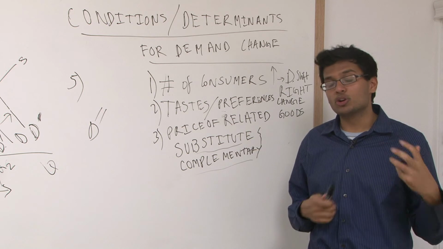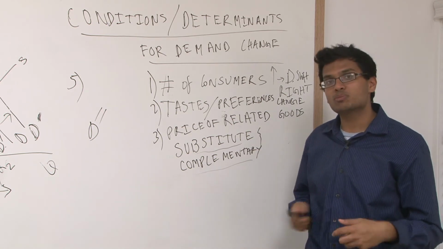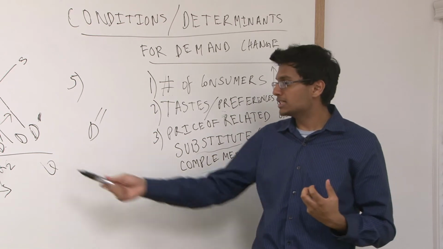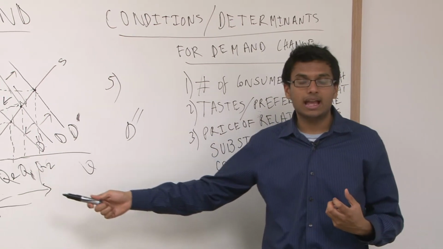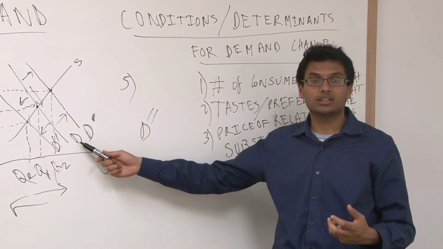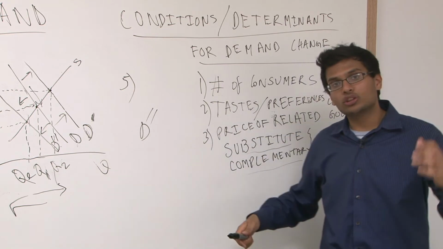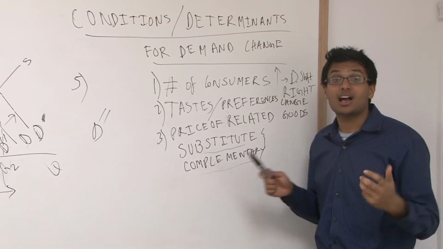For complementary goods, it's a more direct relationship. What's going to happen is, if the price of a complementary good is more expensive, the demand for that good is actually going to fall. And if a complementary good is cheaper, the demand of the good is going to increase. So the changes that happen to demand for substitute and complementary goods are opposite.